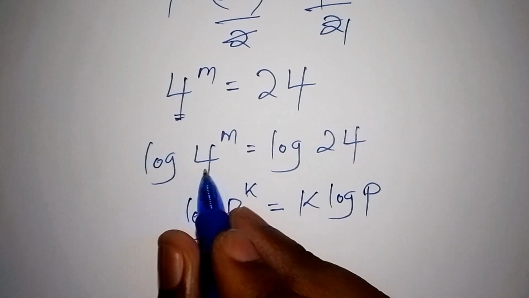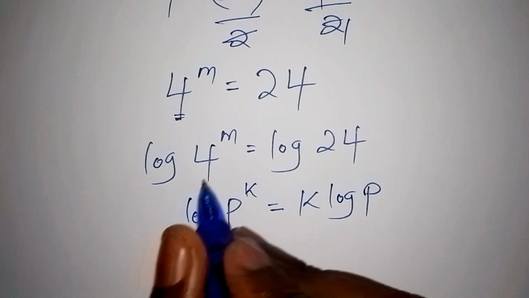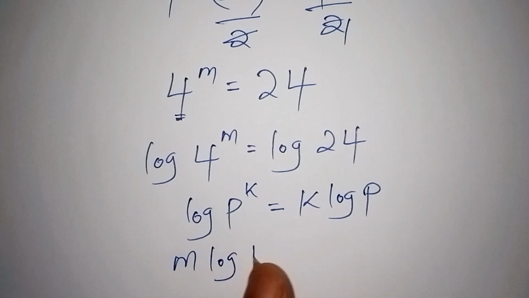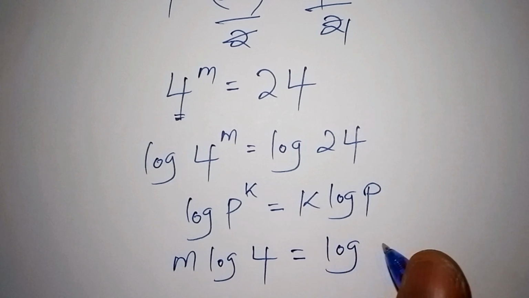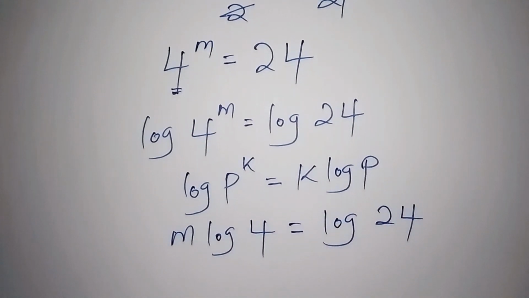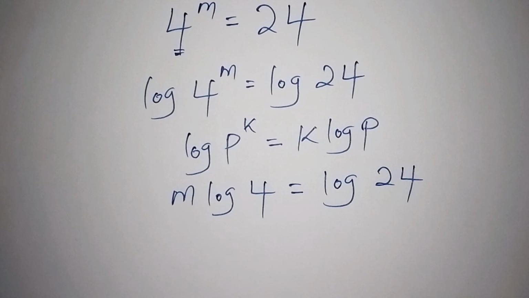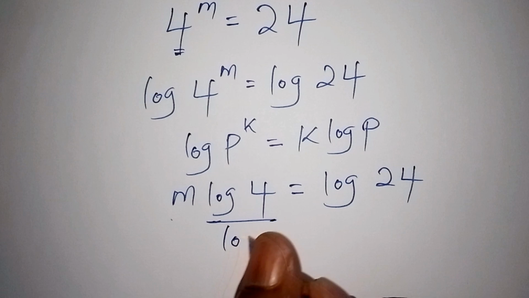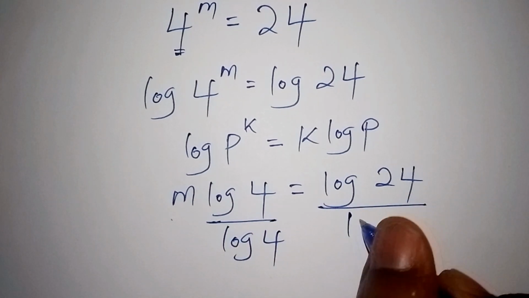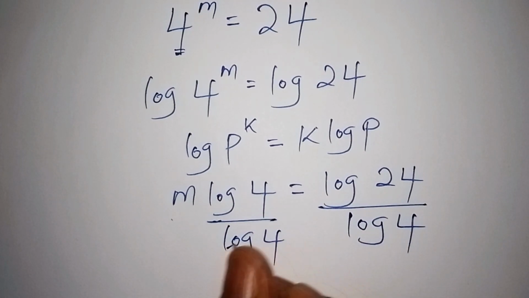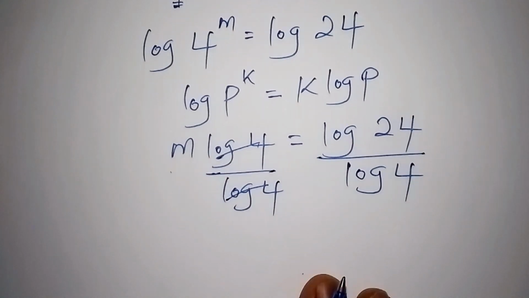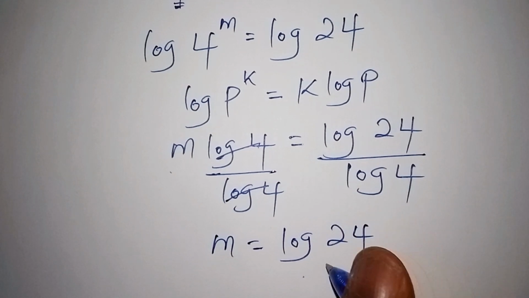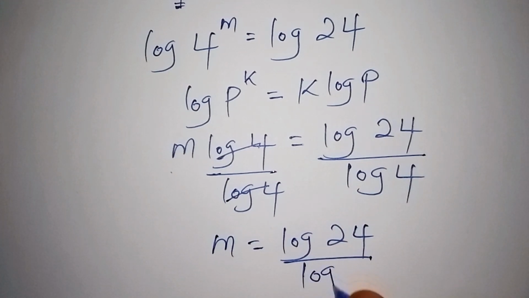Let's now change the log of 4 to the power of m into the form k log p. In this case we shall have m log 4 equals the log of 24. From there, we need to divide both sides by the log of 4 so that we remain with m on this side. So the log of 4 and the log of 4 cancel. Now m equals the log of 24 all over the log of 4.